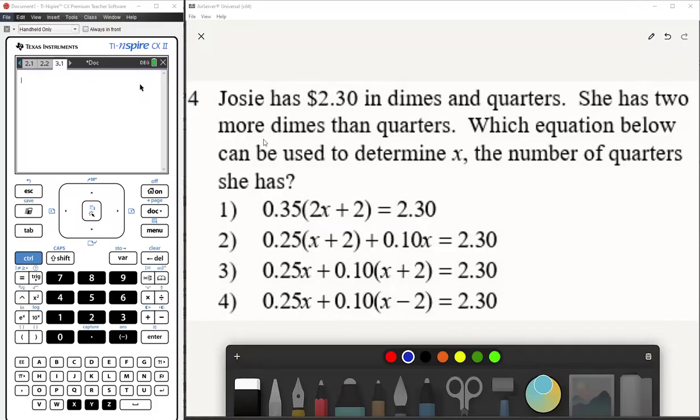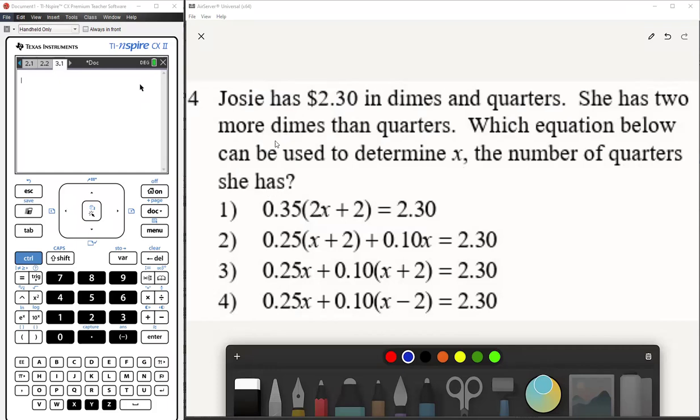All right, guys, this is a word problem. They've given us, they said that Josie has $2.30 in dimes and quarters. She has 2 more dimes than quarters. Which equation below can be used to determine X, the number of quarters she has?